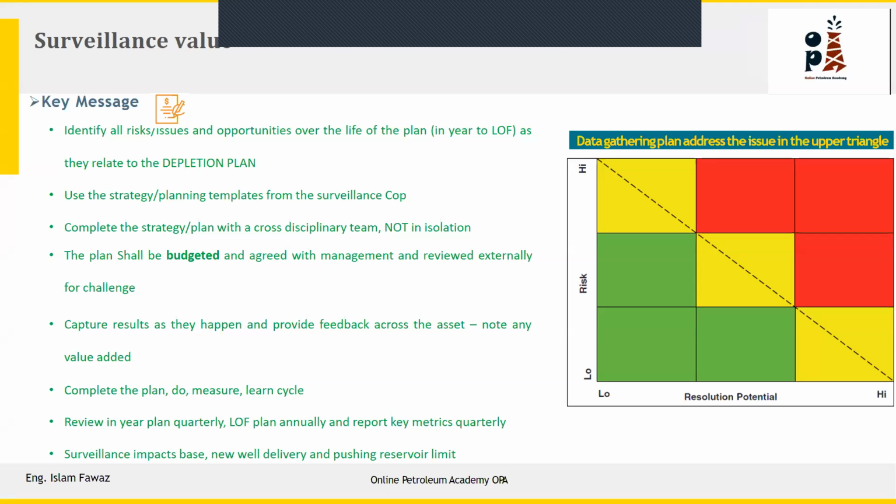Capture the results as they happen and provide feedback across the asset at the end of the year. So this is the feedback: we have achieved around 50% from the PLT, 60% from the pressure data, around 30% from the BHP, and so on. So we capture the results and what we achieved in the year within the surveillance plan and how it is impacting the company. Complete the plan, do, check, measure, learn cycle, and review the yearly plan quarterly, the life of the field plan annually, and report key metrics quarterly.